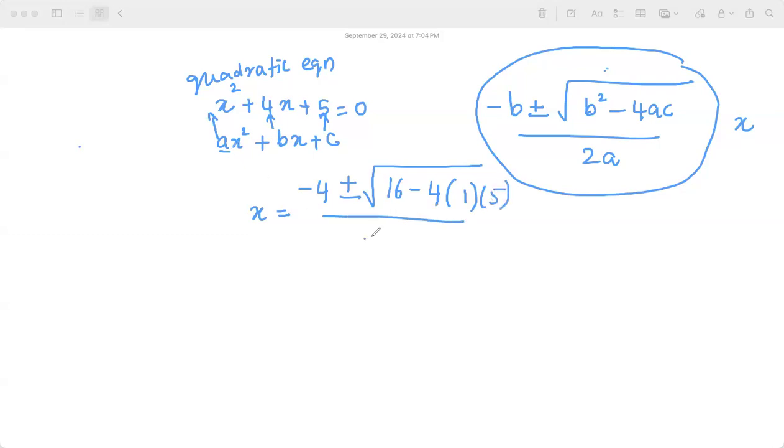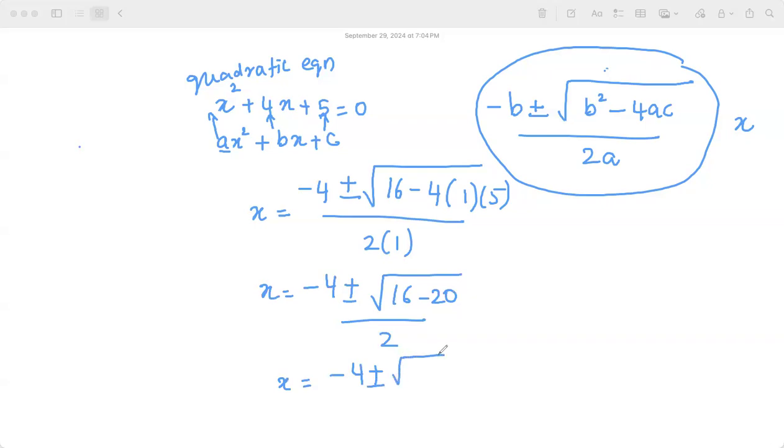Divide by 2 times 1. Now x will be equal to minus 4 plus or minus square root of 16 minus 20, divided by 2. X will be equal to minus 4 plus or minus square root of minus 4, by 2. Do you see there is a square root of minus 4 coming into the picture, guys? So I just copy minus 4 plus or minus. What is the square root of minus 4?